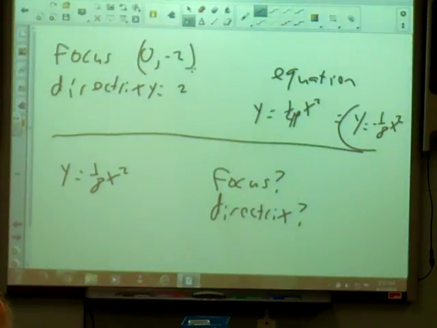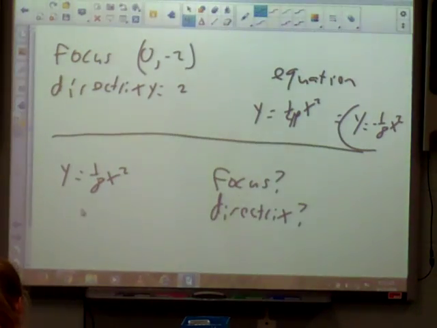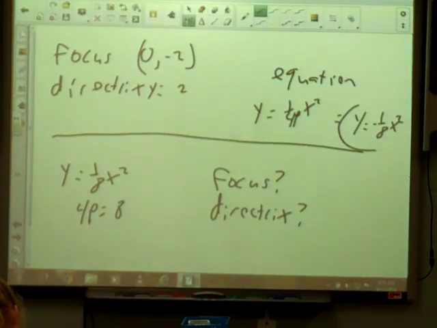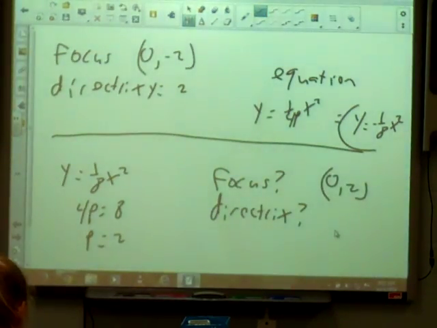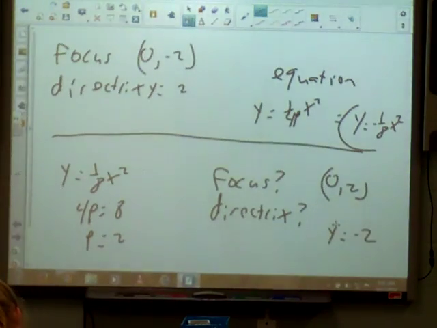So let's check that. Alright, down here, to get my focus, I got y equals, so again I know it's a normal parabola, that would be a u. So it is 1/4 times p, so 4p would have to equal 8, right? Means p would be 2. So my focus there would be 0, 2. My directrix would be, good Kylie, y equals -2.